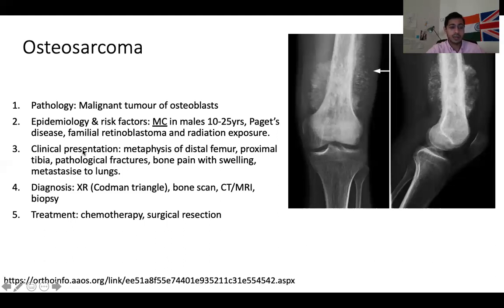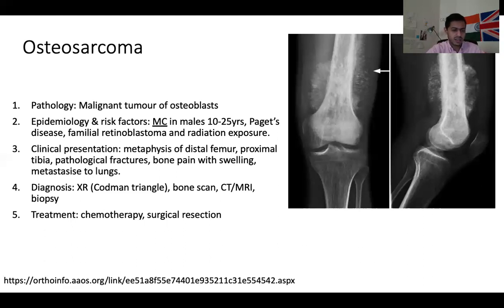Its epidemiology and the risk factors. It's more common in males. Once again, 10 to 25 years, that's the age bracket. As I mentioned before, it can be a complication of Paget's disease. And those with familial retinoblastoma or previous exposure to radiation can also have predisposing factors to developing an osteosarcoma.